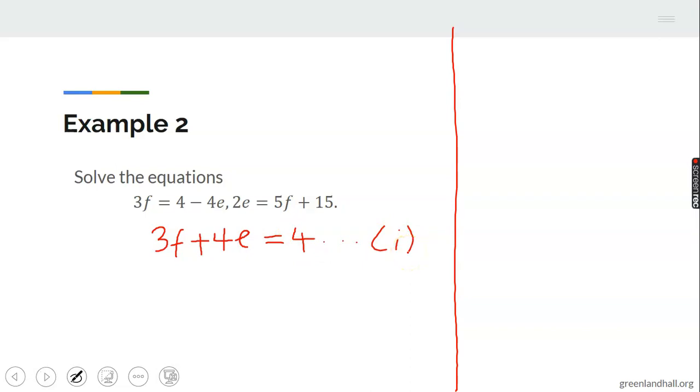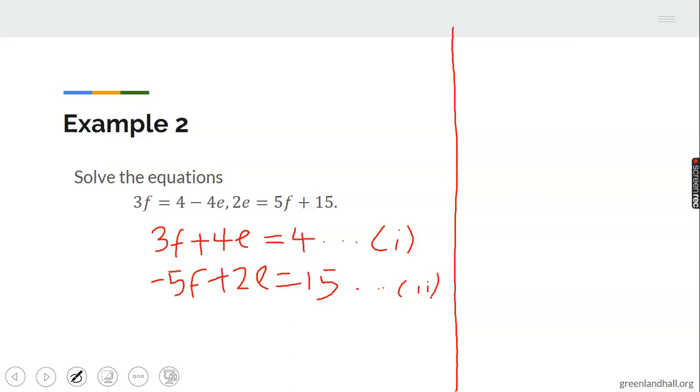Then I'm going to have the second one, which is minus 5f, because once this one crosses that bridge, that will be minus 5f plus 2e equals 15. So whenever you have any problem like this, you must firstly do this thing: pack all the unknowns to one side and the ones that are constants, take them to the same side also.